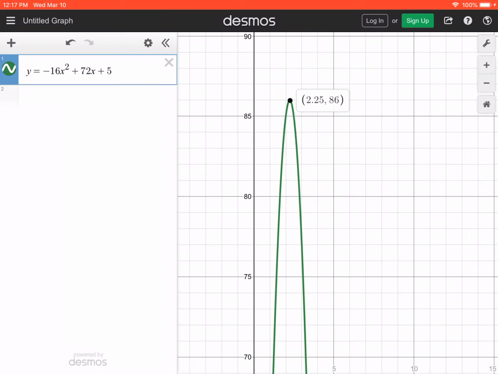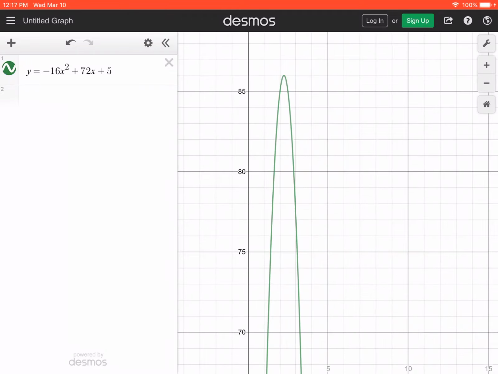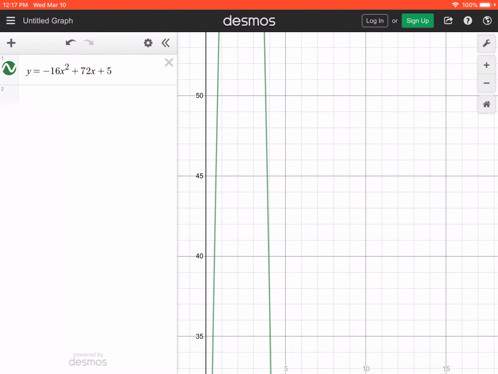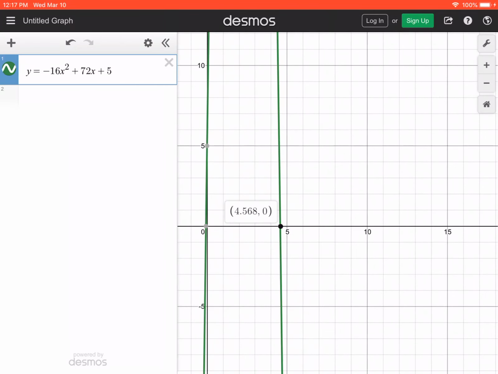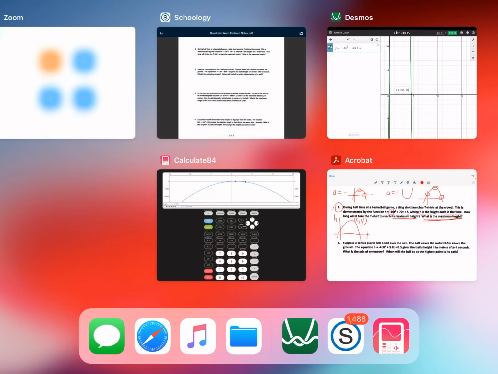And then question number 2 said, what is the maximum height? That should be 86 feet. The y-coordinate is your maximum height. The x-coordinate is the time. If the question said, how many seconds does it take for the t-shirt to hit the ground, assuming nobody caught it, that would be your 0, x-intercept, solution, root, whatever you want to call it. That would be 4.568 seconds. All right, that's not what they asked, but that's what another question could have been.